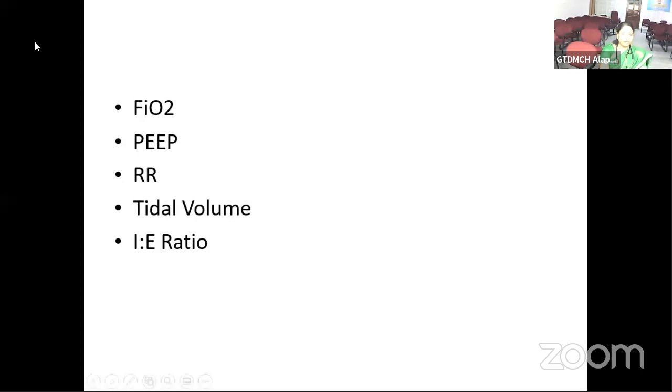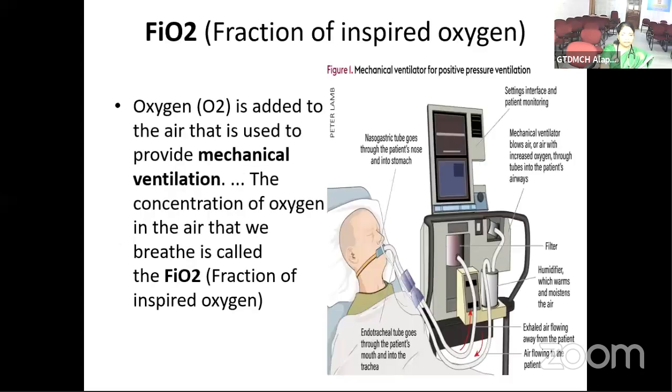So I told you, you should know about FiO2, PEEP, that is positive end expiratory pressure, respiratory rate, which everybody knows, then tidal volume and inspiratory expiratory ratio. I will explain each one. From the ventilator, air or air mixed with oxygen is given to the patient through the endotracheal tube.